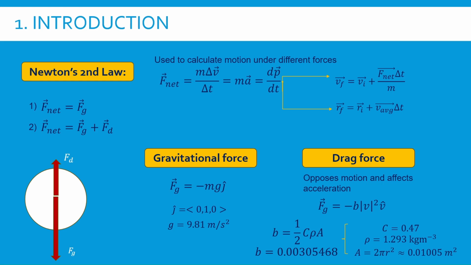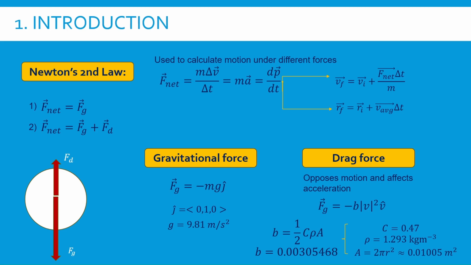From Newton's second law and its relation to the momentum principle, we can derive the velocity update formula and the position update formula. Moving on, this law will be applied to two different scenarios, one where the only force is gravity and another where both gravity and air drag are considered. Another formula we will use is the gravitational force, since our object is being affected by the Earth's gravitational pull, and the drag force, which is proportional to the square of the object's velocity and acts in the opposite direction of its motion. To find the proportionality constant B, we used this equation.